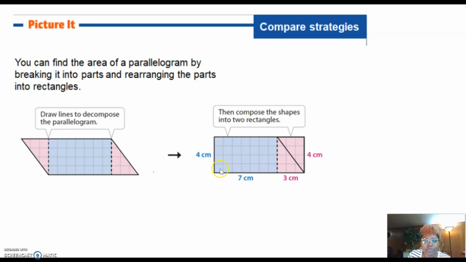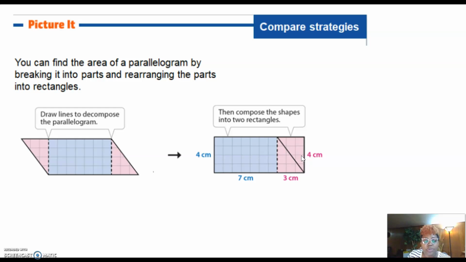So now we have the blue rectangle on the left, and then we have the pink rectangle on the right that's made up of the two triangles from the end. So this triangle is here, and this triangle is here.